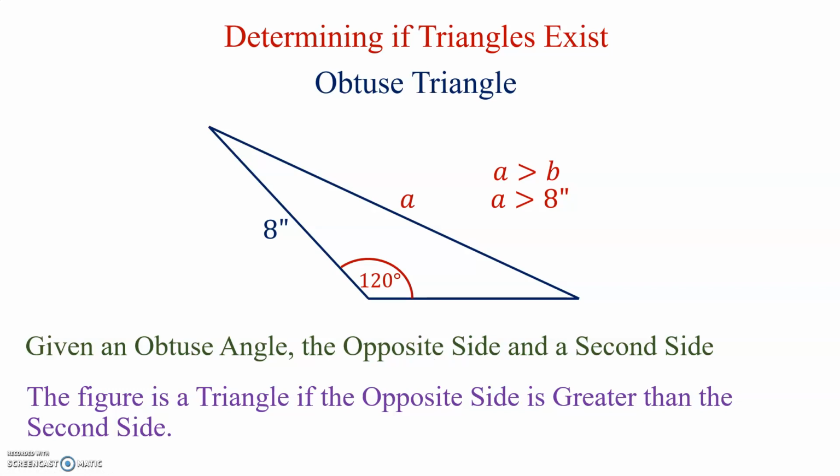So we've looked at both situations in determining if a triangle exists, if you were given an angle, opposite side, and a second side.